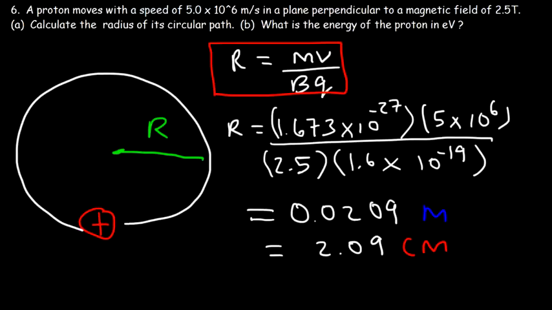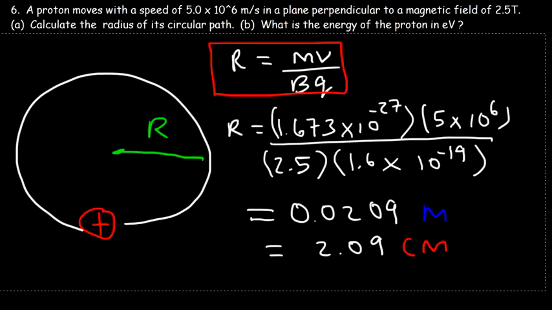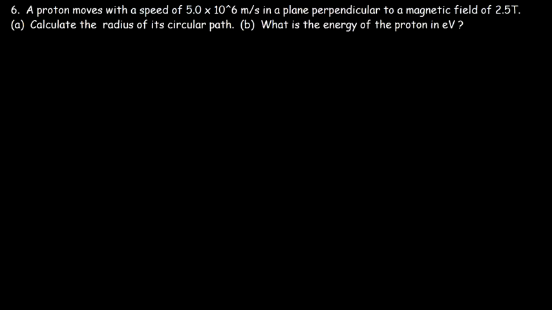Now what about part B? What is the energy of the proton in electron volts? How can we find the answer to that question? Well, first, we need to find the energy in joules. A moving object has kinetic energy. Any object in motion contains kinetic energy. So we've got to find the kinetic energy of the proton, which is 1/2 mv squared.